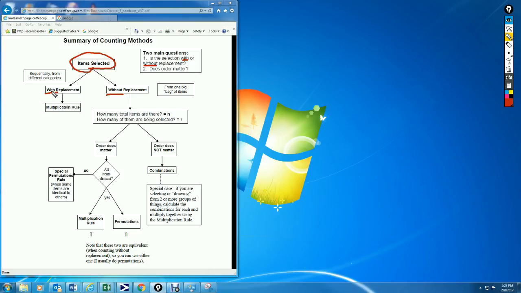If you are picking with replacement, or in other words, you're just kind of doing sequential selections from different categories, then you will use the multiplication rule.